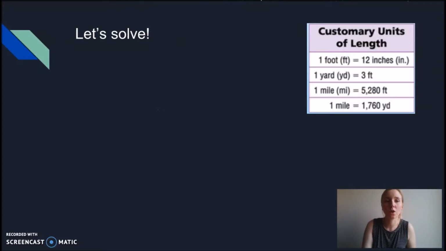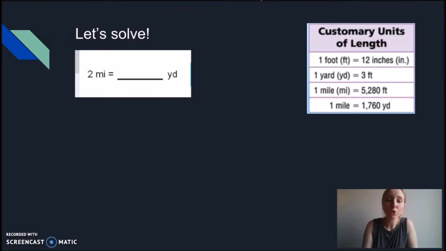Now let's go ahead and solve some of these problems. Go ahead and pause after each problem so you can solve it, and then I'll explain them. So 2 miles equals how many yards? Go ahead and use that chart above, pause it, and we'll come back.